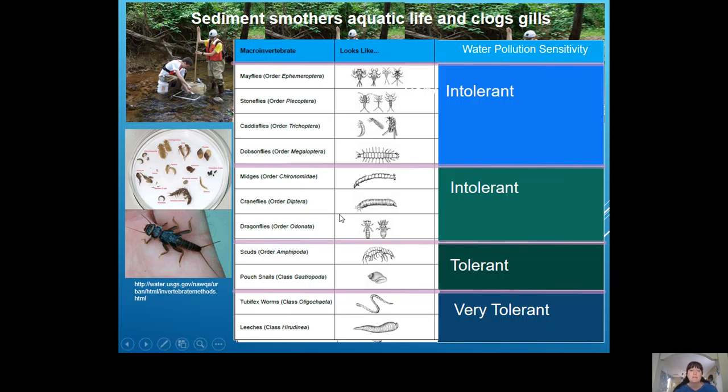So if you see, let's say, a lot of these guys, stoneflies, mayflies, we could probably be confident in saying that these are good bioindicators that the water is pretty clean. But as you see some of these dragonflies, they're becoming more tolerant, and then the water pollution might be a little worse. But then if you start seeing the pouch snails and the tubifex worms and leeches, then you know you have a water quality problem. So this is a really good table of bioindicators.